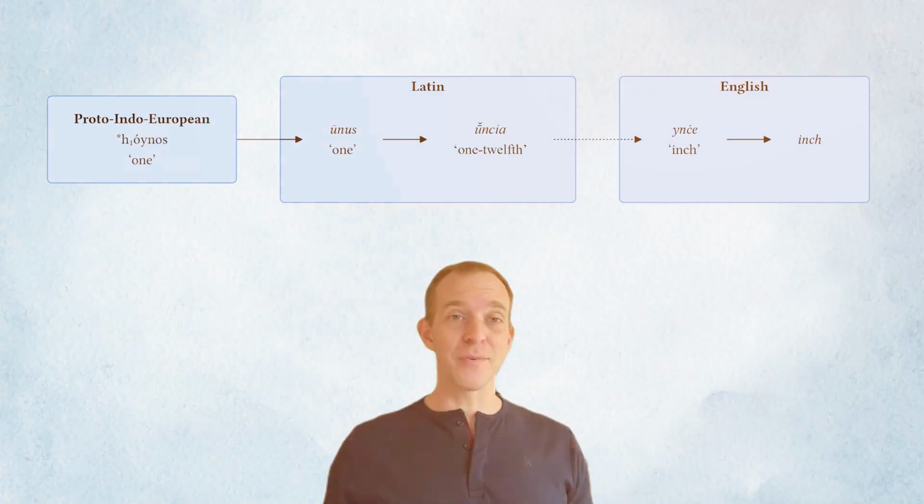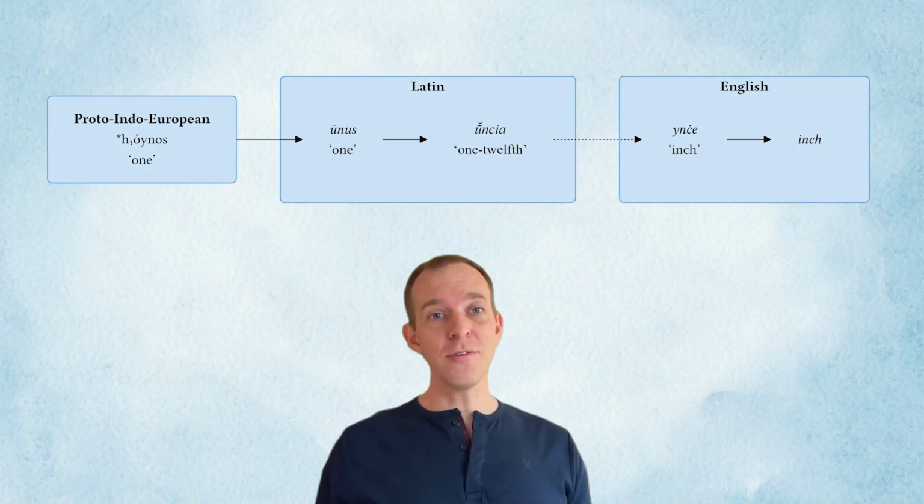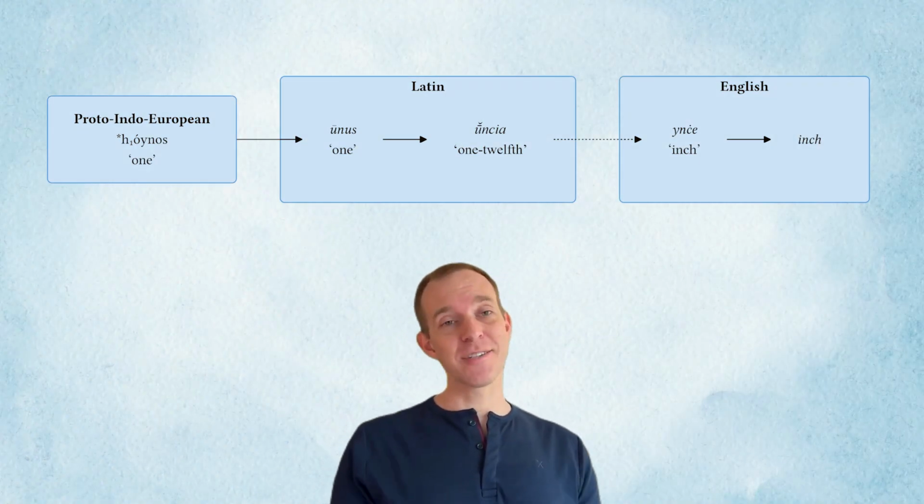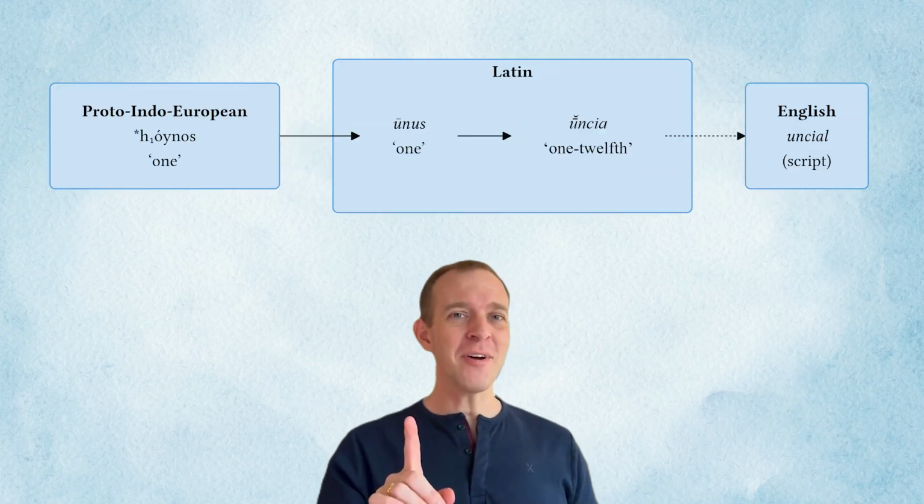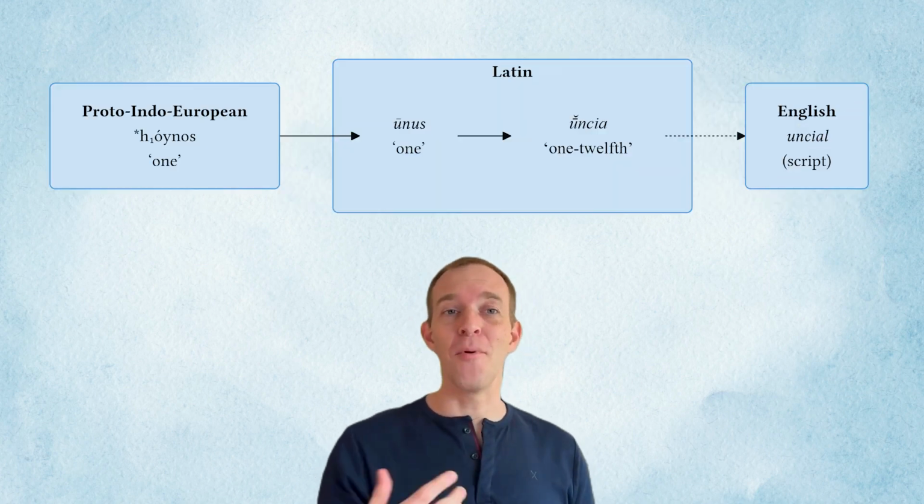Then a few centuries later, some of those Germanic peoples would settle in Britain, and they would mix their West Germanic dialects into what eventually became Old English. One of the words they brought with them was the word unce, meaning inch, and that was derived from the Latin word uncia. But remember how I said that a word could also be borrowed more than twice?